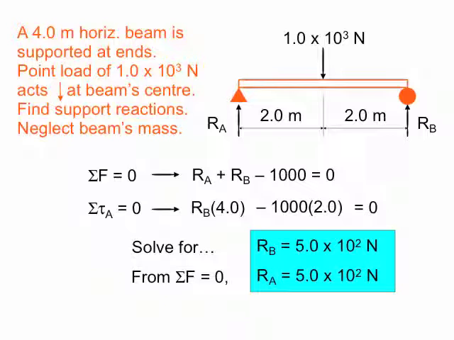You could have worked this out by doing the sum of the torque on B. And it was RA times 4 minus 1,000 times 2. You're going to get the same answer. Okay? Take a look at this and make sure you understand that.